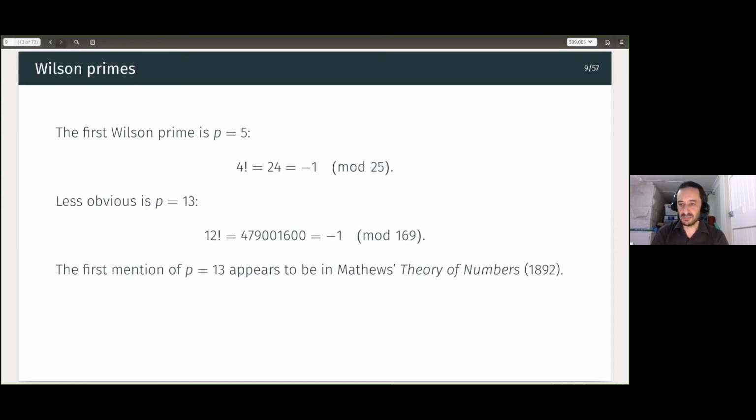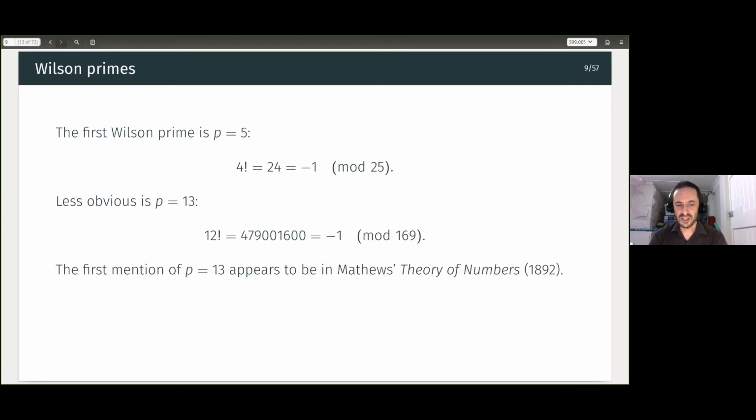So the first Wilson prime is 5, and that's easy to see because 4 factorial, that's p minus 1 factorial, is 24, which happens to be minus 1 modulo 25. And the next one is 13. And you can just calculate that if you want. Interesting challenge to try and do that by hand. You might spend the rest of the lecture doing that by hand if you get bored of my talk.